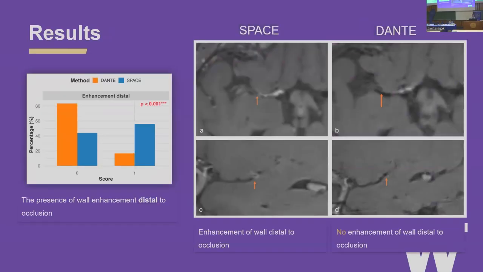We also looked at some enhancement features downstream from the occlusion, as well as at the point of the occlusion. What we found was that there was significantly less enhancement in the Dante acquisition than the conventional acquisition. You can see in this example, first of all, at the point of disease, there's a lot more enhancement on the conventional acquisition than on the Dante. And downstream, you can see there's a halo of enhancement in the conventional, which all disappears on Dante, indicating that it is actually flow artifact.